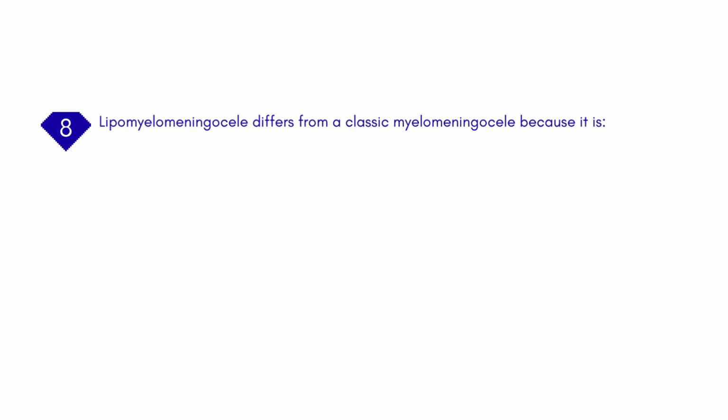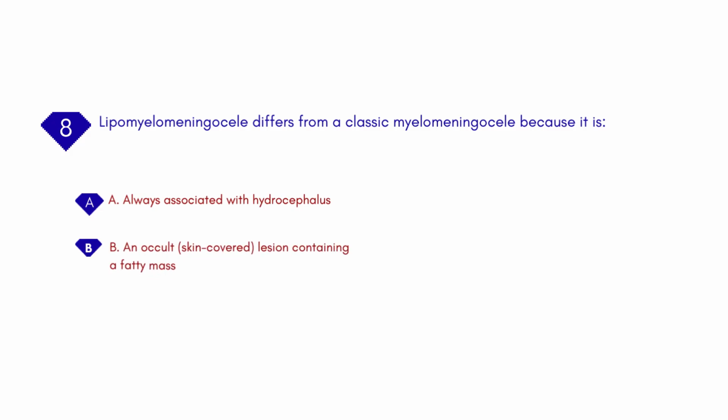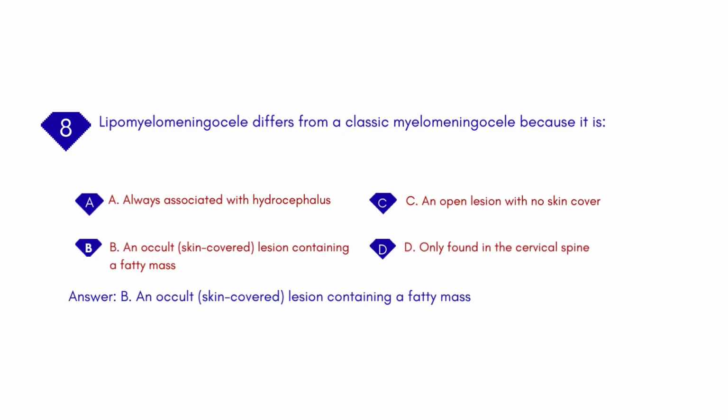Lipomyelomeningocele differs from a classic myelomeningocele because it is A. Always associated with hydrocephalus. B. An occult, skin-covered lesion containing a fatty mass. C. An open lesion with no skin cover. D. Only found in the cervical spine. Answer: B. An occult, skin-covered lesion containing a fatty mass.